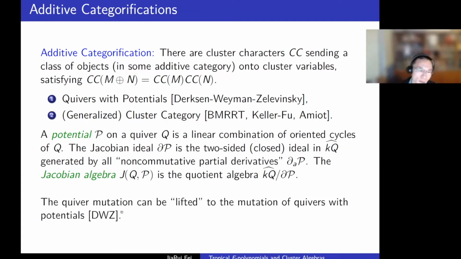A very important result of the theory of quivers with potential is that the quiver mutation we just introduced can be linked to the mutation of quivers with potential. But since in today's talk we don't really explicitly use mutation, I'm not going to record this.